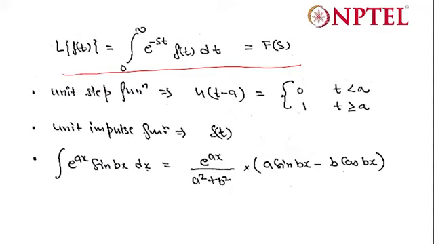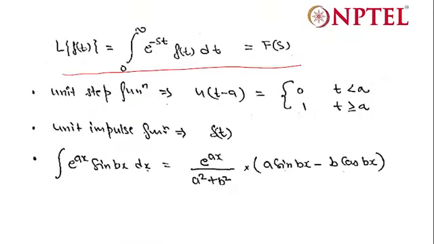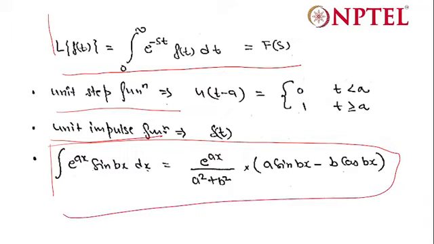And the second case will be coming in the first one also, isn't it? T not equal to A. That will be in the same case as otherwise that you have written. Transform formula, then we have seen what is unit step function, what is unit impulse function, and this is one integration formula. Directly you can integrate e to the power ax into sine bx. You should learn this formula. They haven't told you in calculus.